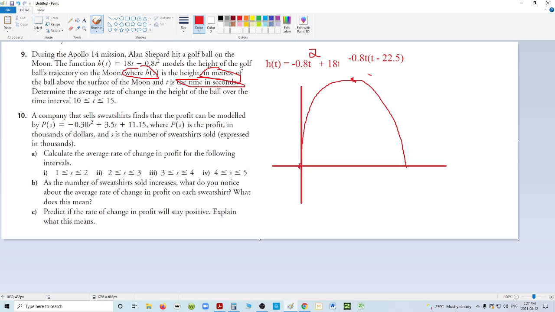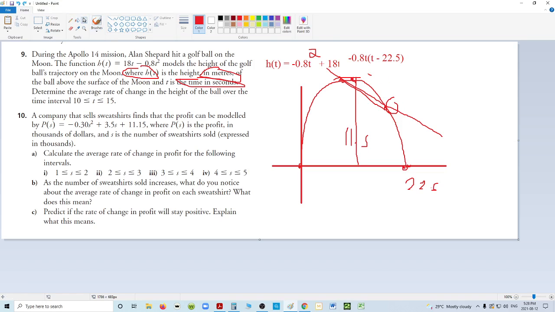We can see at 0 seconds it flew up, and it hit the ground at 22.5 seconds, which means the vertex is at 11.25 seconds, which means between 10 and 15, 10's about here, 15's about here, we're going to get a downward slope, which is interesting because the ball actually rises to here and then descends, which shows you that average rate of change over too long a distance isn't accurate to what actually is happening to the ball.